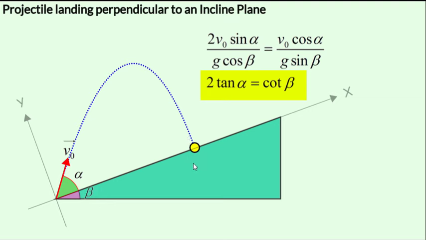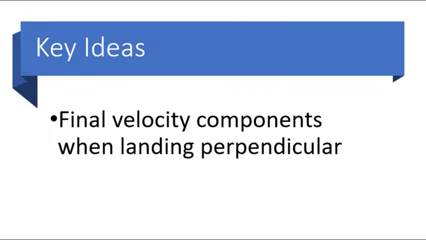As long as this relationship is maintained between the angle of the incline and the angle of launch with respect to the incline, the projectile will always land perpendicular to the plane of the incline. When a projectile lands perpendicular to the plane of the incline, its velocity component along the plane of the incline at the time of making the landing is 0. The entire velocity is perpendicular to the plane of the incline.